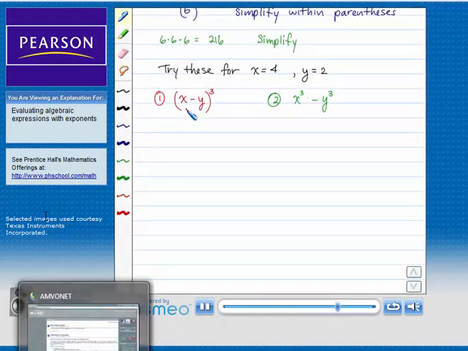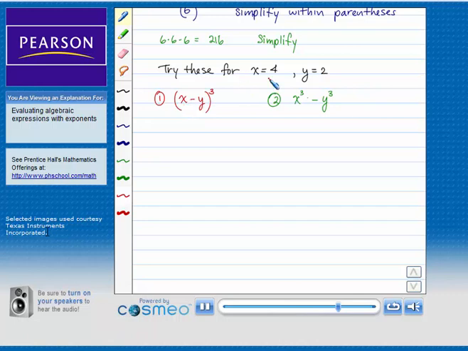Okay, well, let's see how you did. First of all, I'm going to substitute 4 in place of x and 2 in place of y. So I'm simply going to rewrite the algebraic expression, putting 4 in place of x and 2 in place of y. And then I'm going to simplify.